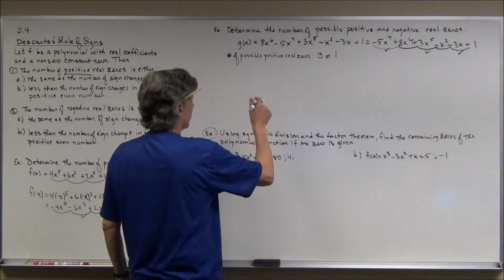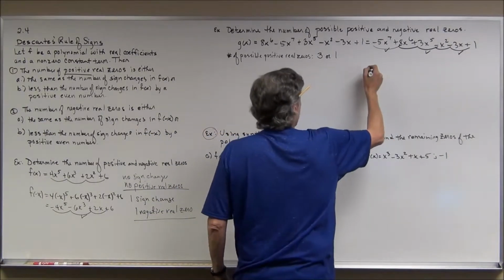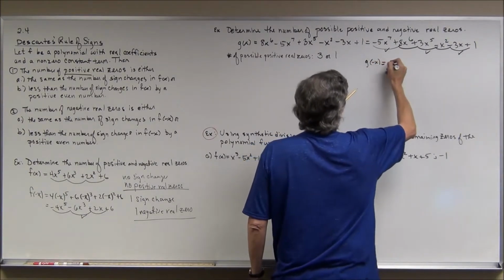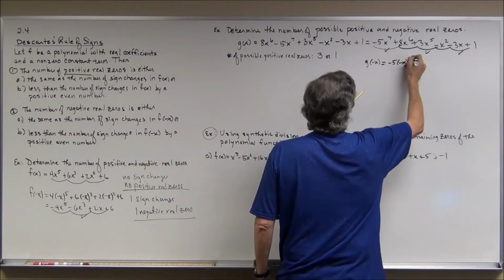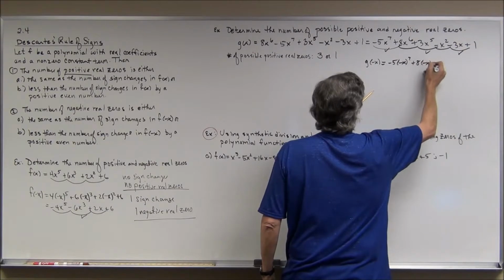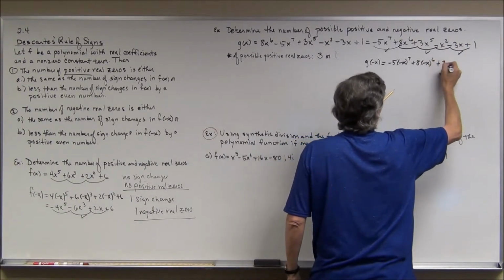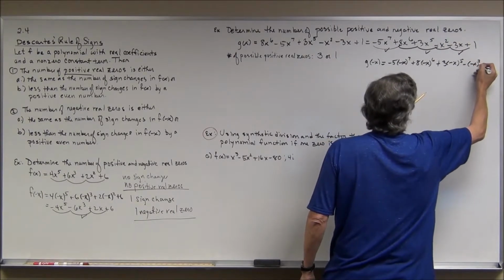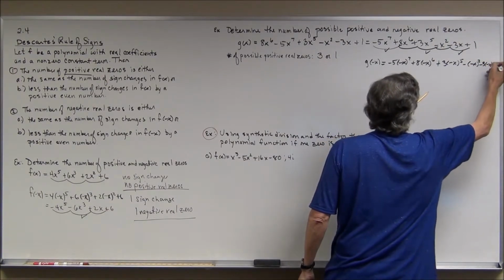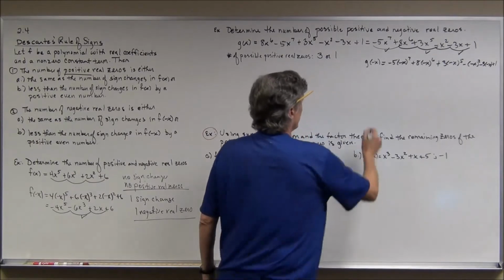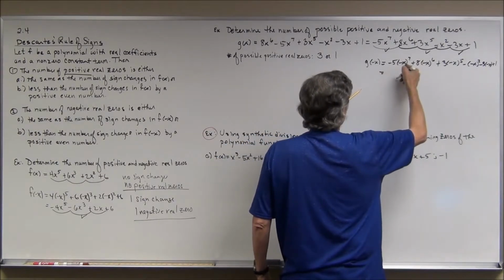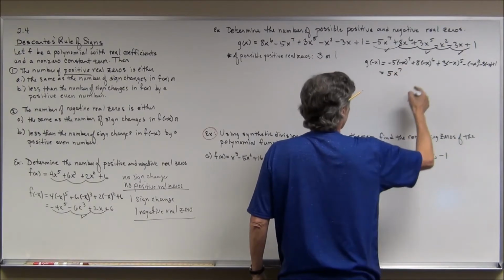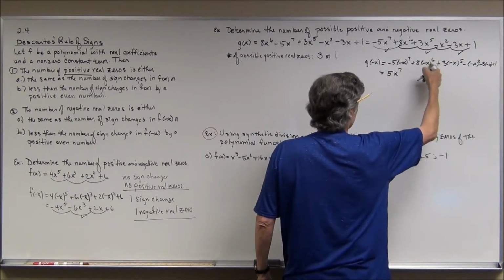Now to check for negative, I'm going to come back to here. I'm going to find g of the opposite of x, which would be negative 5 times the opposite of x to the 7th plus 6 times the opposite of x to the 6th plus 3 times the opposite of x to the 5th minus the opposite of x to the 2nd minus 3 times the opposite of x plus 1. Just snuck it in. So simplifying this, since this is to the 7th power, this is going to be negative times negative is positive 5x to the 7th. This is going to be positive because it's to an even power.